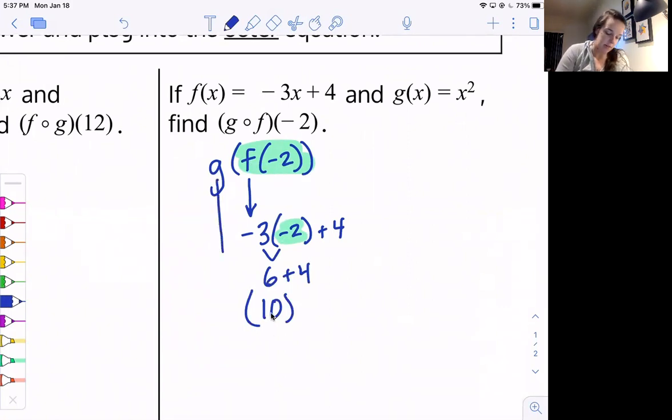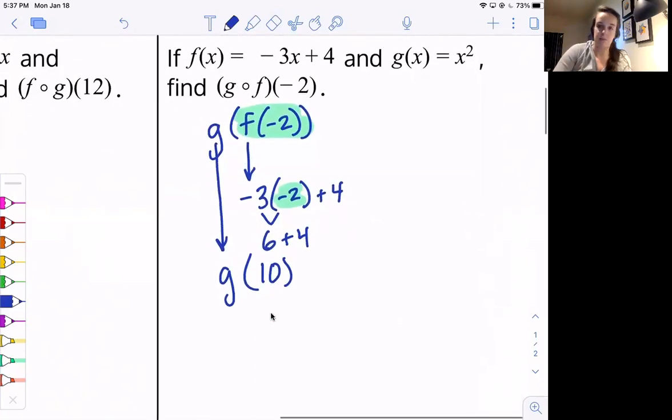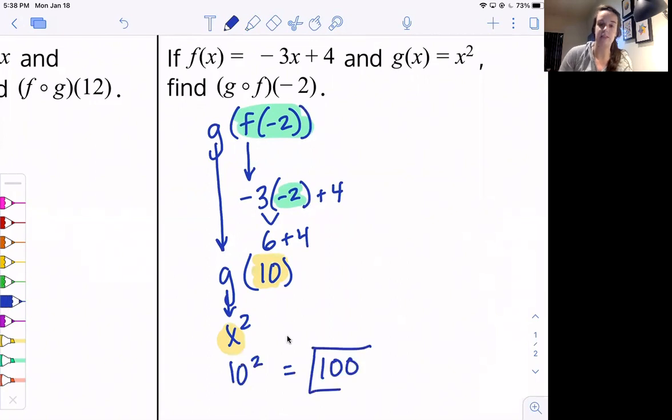And now we need to plug 10 into the g function, right? That's pretty simple as we have x squared, right? So we have x squared for our g function. We're going to plug in 10 in for that x value there. 10 squared is 100. 100 is your answer for g of f of negative 2.